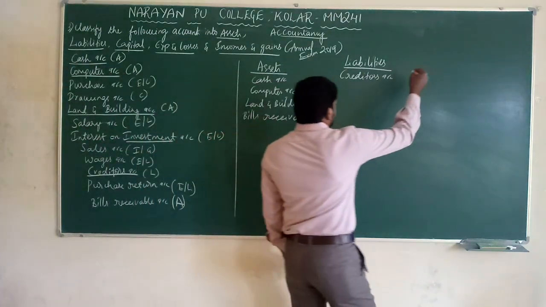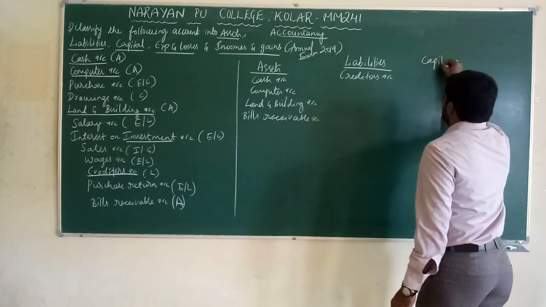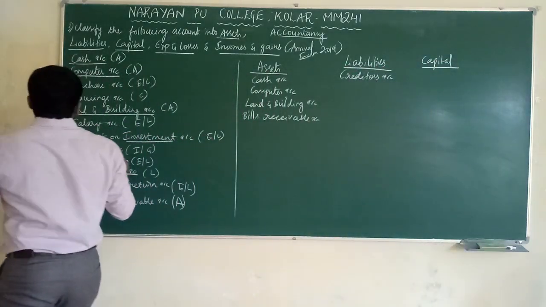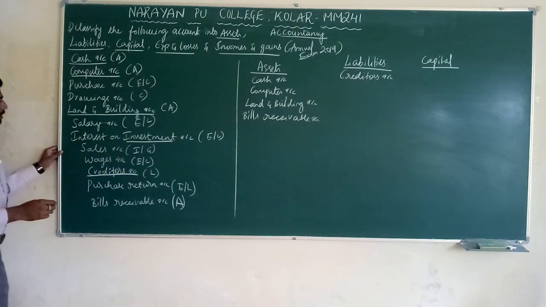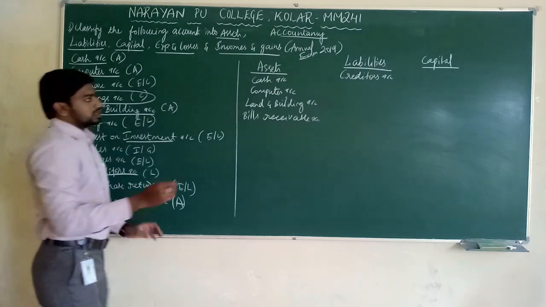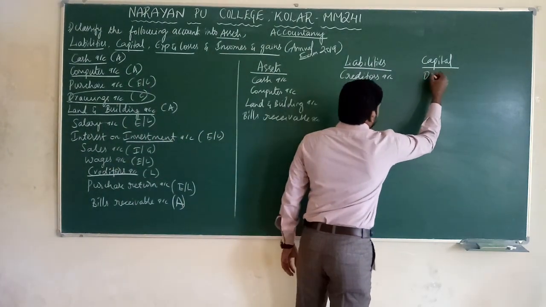Next heading is capital. Under capital, which item comes? Second one. Under capital, only drawings account. Second one, drawings. Drawings account comes under capital.